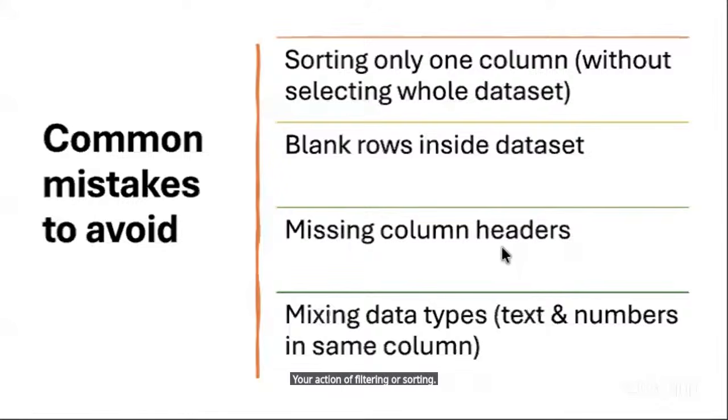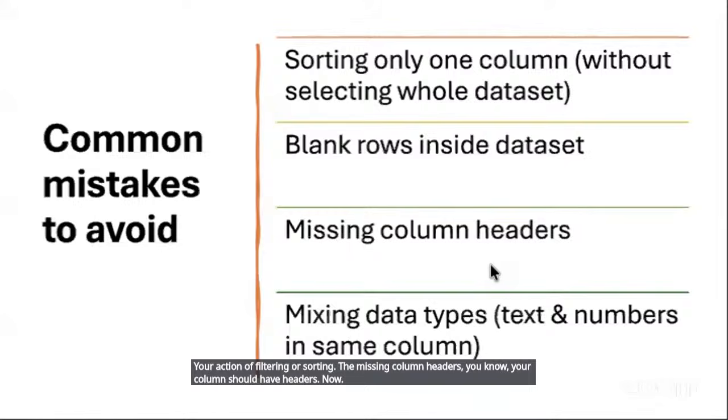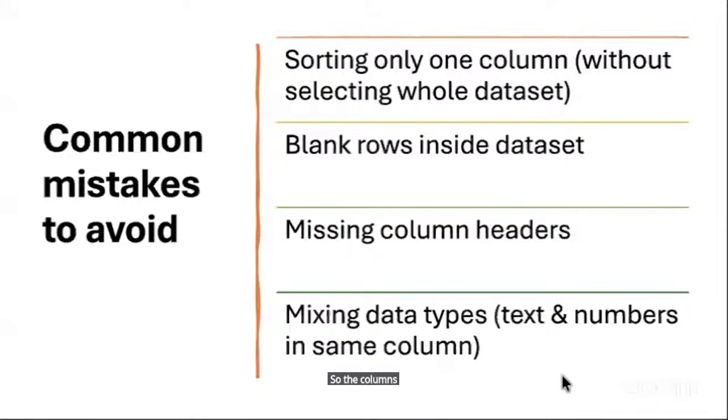Then missing column headers. Your column should have headers. Say, student ID or matric number, and it is not indicated that it is a matric number. So how will you know? And filtering will trigger an error, telling you, what am I filtering? So the columns must have headers.